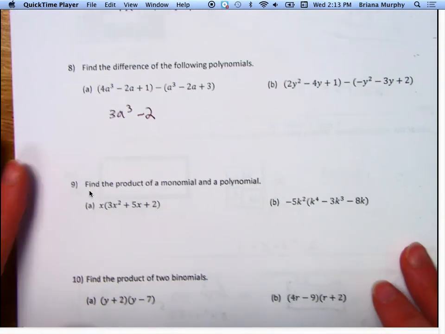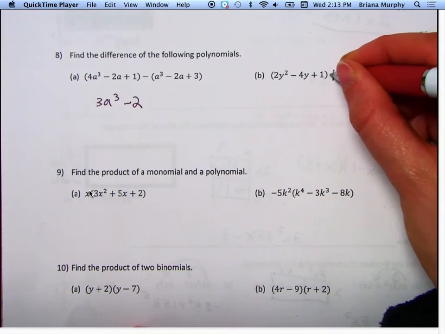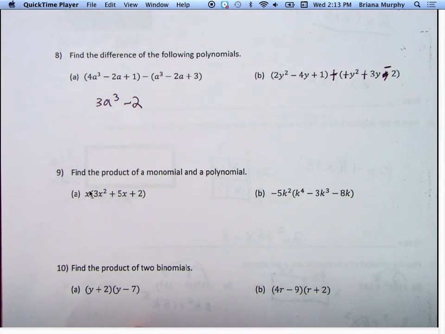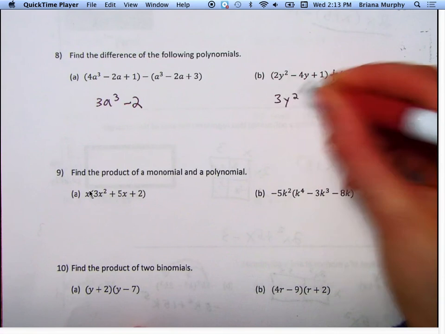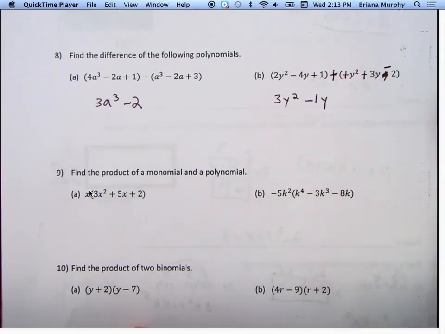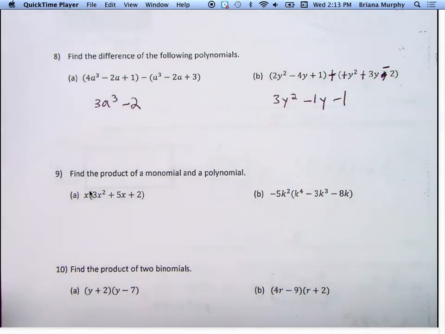Now this is the way that I like to do it. I get confused. I make this a plus and then I change all the signs. And then I just add them together. 2y squared plus y squared is 3y squared. Negative 4y plus 3y is negative 1y. 1 minus 2 is negative 1. Does it matter which way you do it? No. It's the same thing, it's just whichever way works for you.